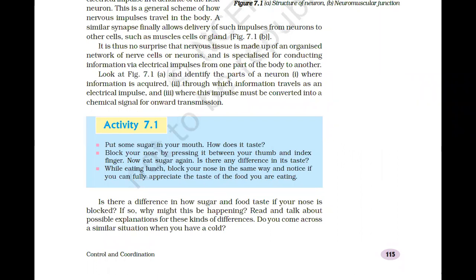Read and talk about possible explanations for these kinds of differences. Do you come across a similar situation when you have a cold?